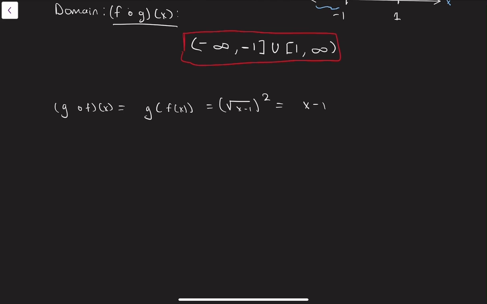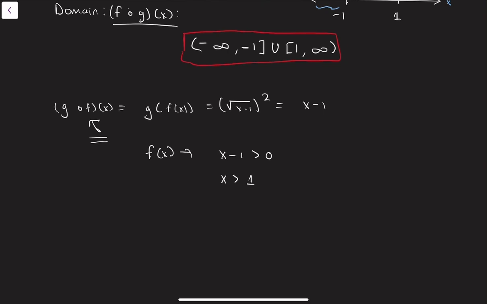So we need to check the domain of g of f of x. We need to check the domain of f of x, because f of x is the inner function in this case, right? So we need to make sure that this domain is held. To check the domain of f of x, x minus 1 must be greater than 0. Therefore, x must be greater than 1. So that's one of our restrictions.